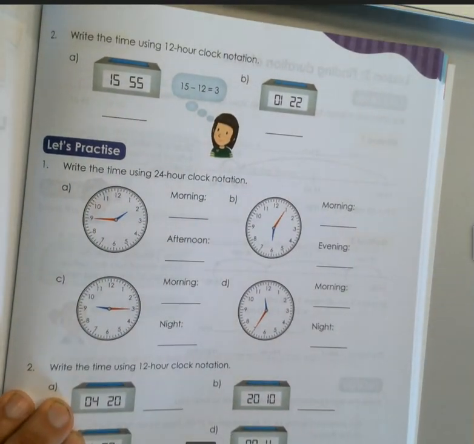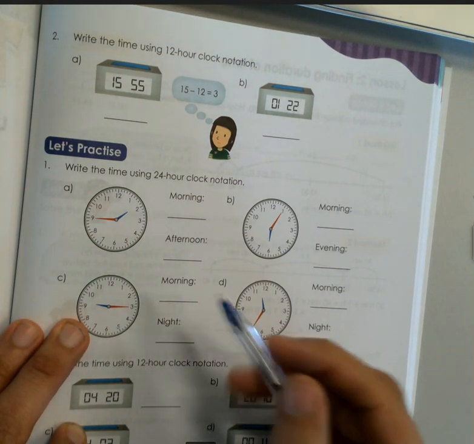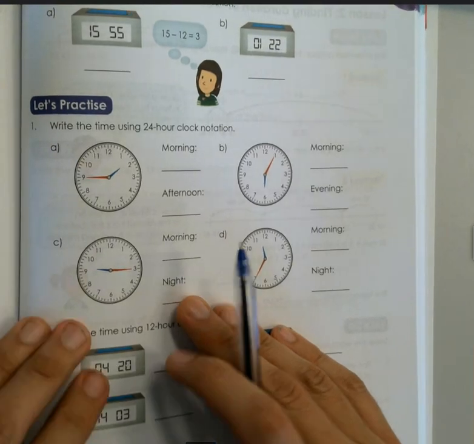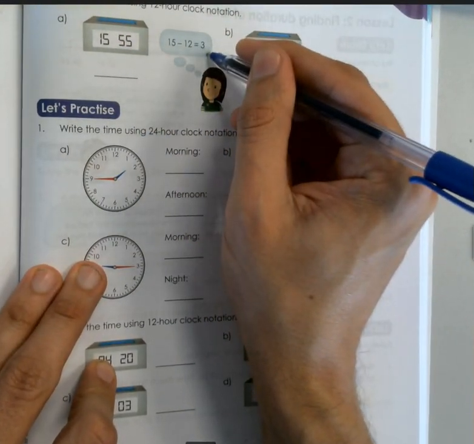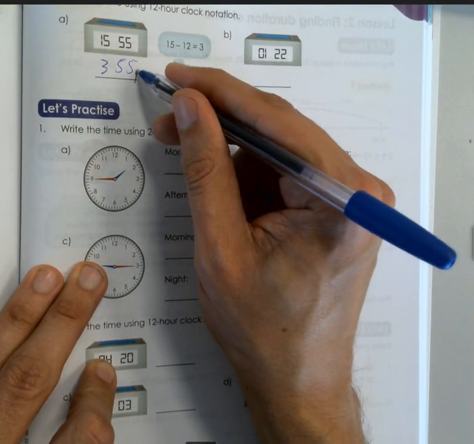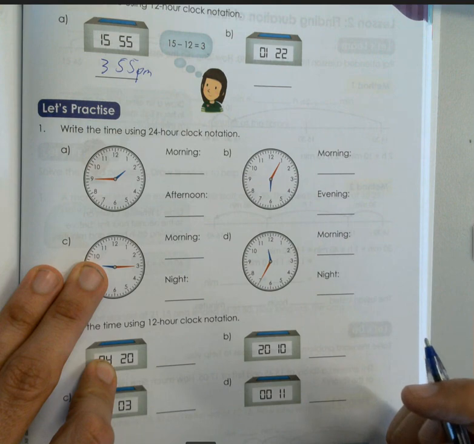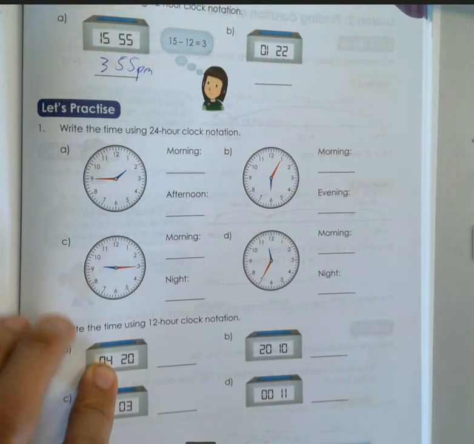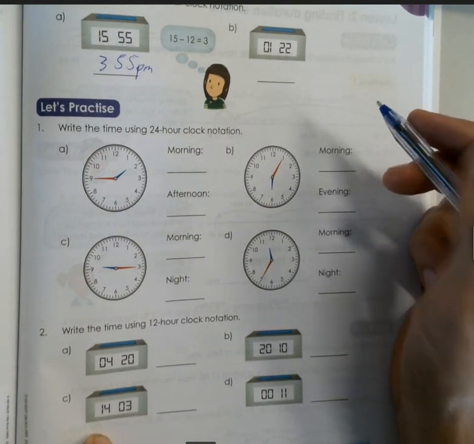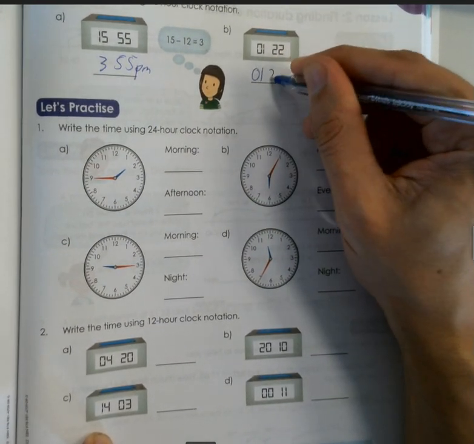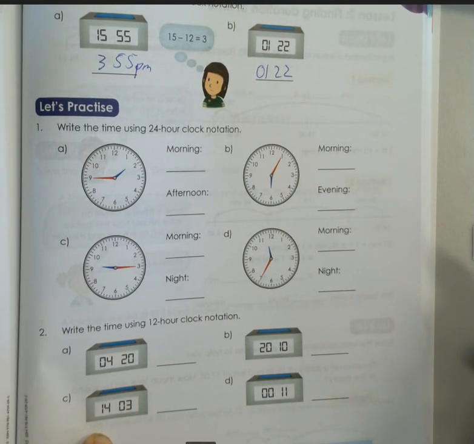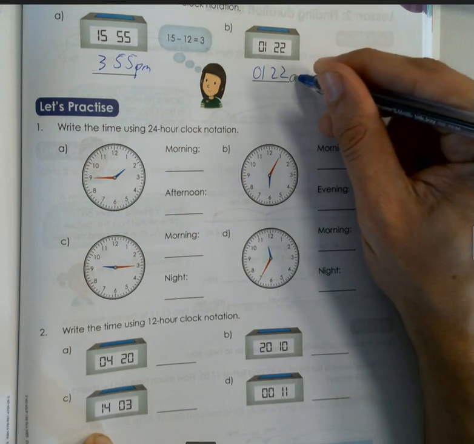15:55, again, to change things to 12-hour notation, they need to have the letters. If it's a number that's 12 or higher, then you should be able to take 12 away. 15 take 12 is 3. It's going to be 3:55 p.m. because the number was 12 or higher. So it must be in the afternoon or evening or night. This next one, 01, that's clearly in the morning. You can't take 12 from that one, so you leave it as it is. And because it's in the first half of the day, because the number is less than 12, that means it must be AM in the morning.